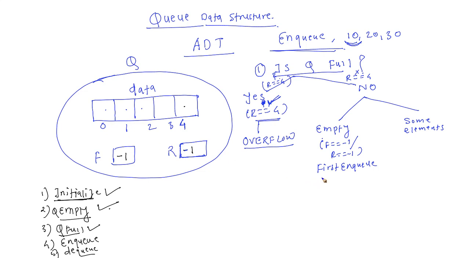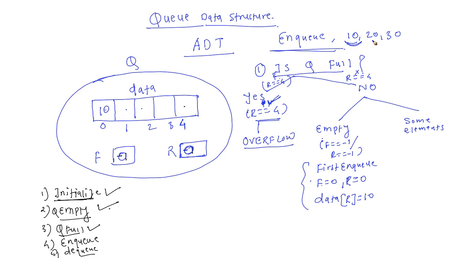That's why when this is the first NQ operation, I'll set F equal to 0, R equal to 0, and go to the data array. Inside the data array, on the R location, I'll insert this 10. This will happen when the queue is empty or when this is the first NQ operation. So in our case, in order to insert 10, we'll set F equal to 0 and R equal to 0, and go to the data array on R location and insert. What is R? R is 0, so data of 0 will be 10.